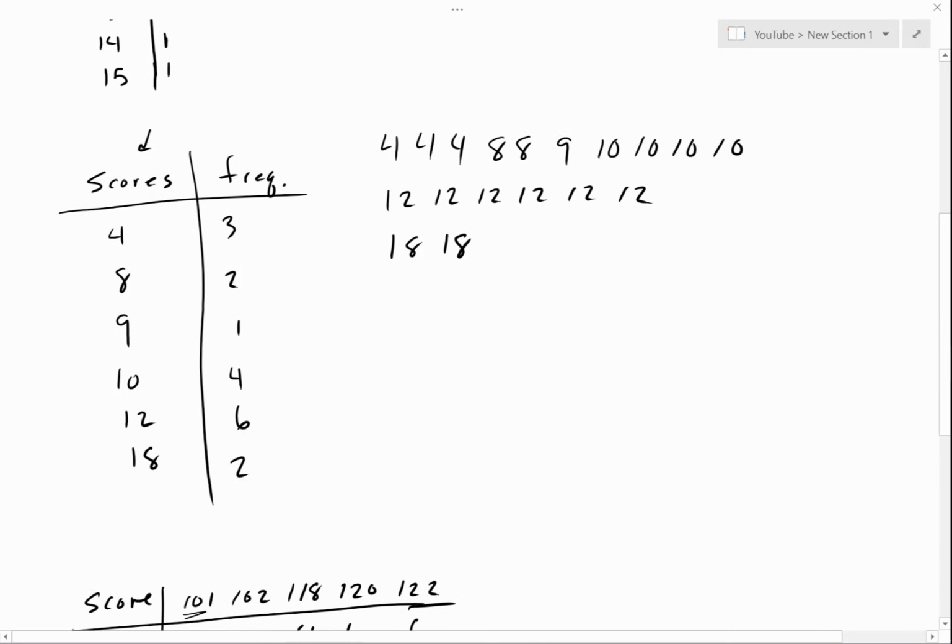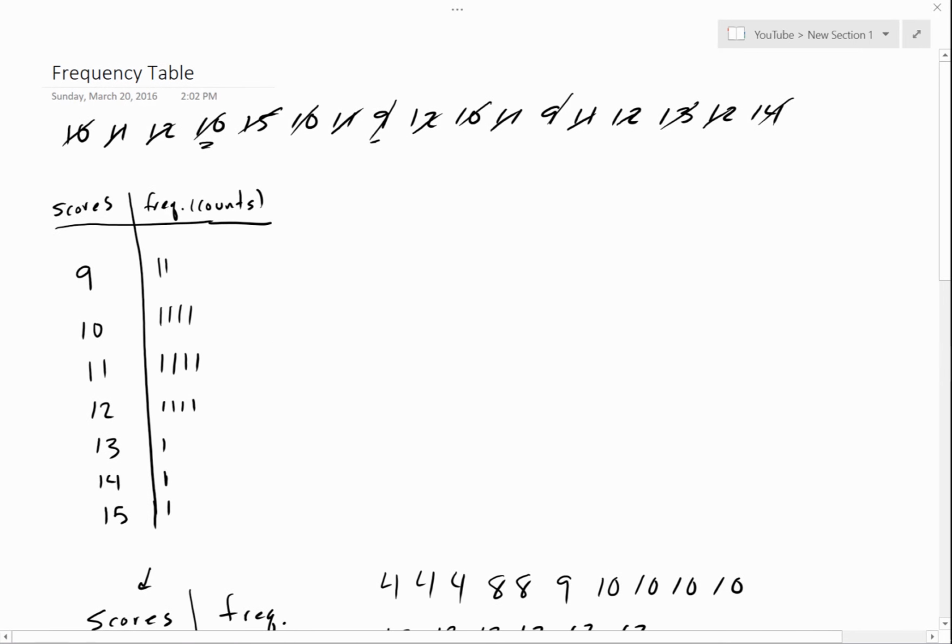So think about a frequency table, practice a little bit. It's all about organization, organizing the information into something that is more compact and easy to use.